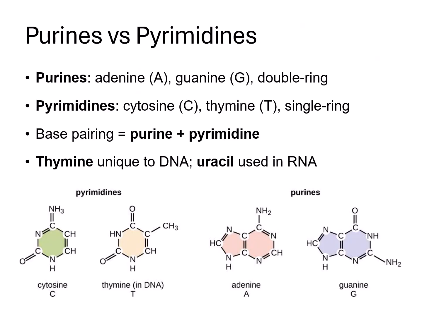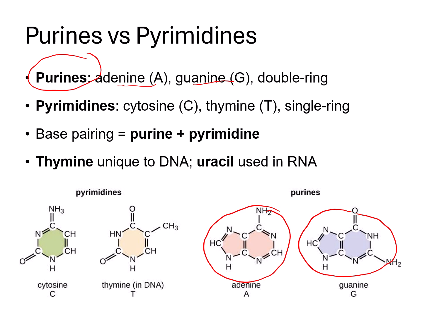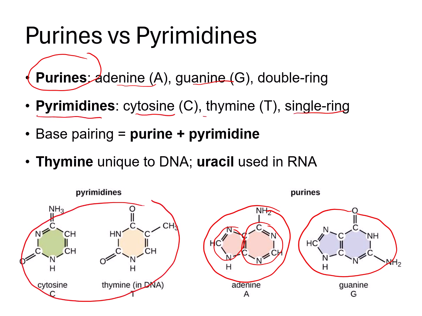DNA bases, those nitrogenous bases, fall into 2 categories. Purines include adenine and guanine and have a double ring structure. So you can see these have 2 rings within each of the structures. Pyrimidines, in contrast, only have a single ring in their structure, and these include cytosine, thymine, as well as uracil. It's not shown in here, but uracil is also a pyrimidine.